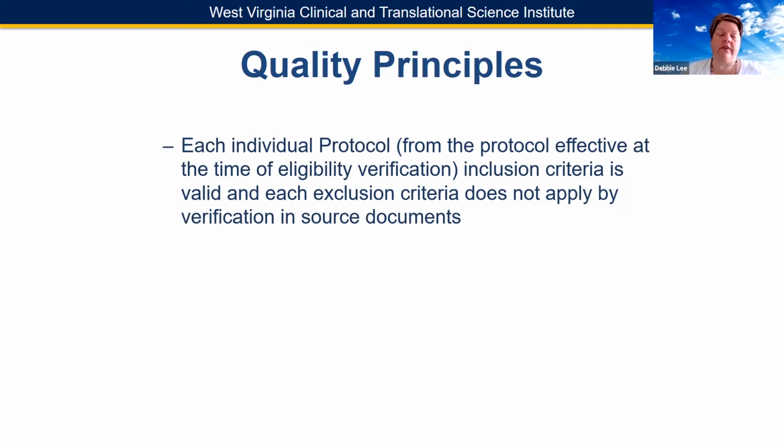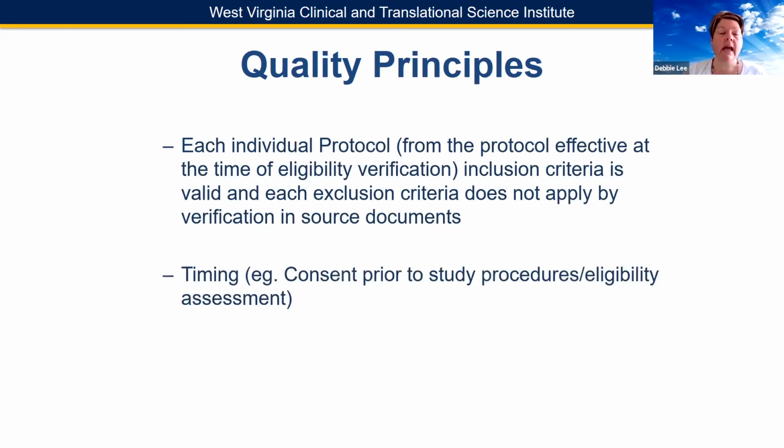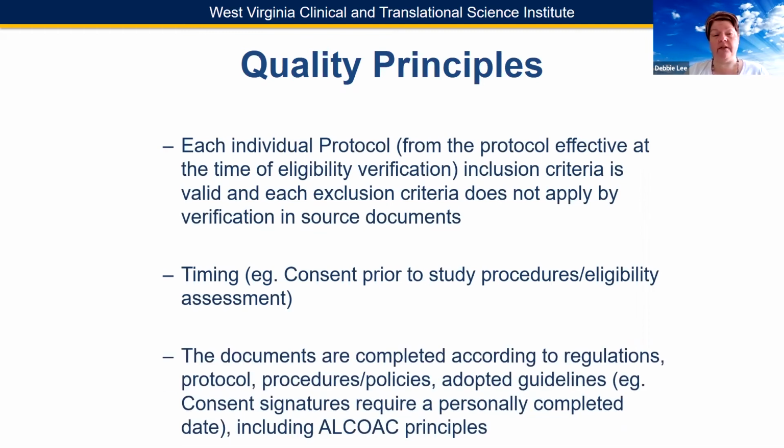So I know for WVCTSI staff, we have an actual checklist that's gone through and checked off that, yes, they meet the inclusion, and no, all the exclusion is once again, the yes or no check there as well. And we actually have 2 people looking at that, so making sure it's verified by source documents. The timing, right? The consent was prior to study procedures and eligibility assessment. Documents are complete according to regulation, protocols, procedures, policies, consent signatures, and we're going around the ALCOAC principles.